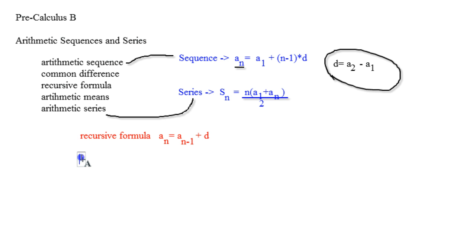To come up with the explicit formula, that would be a sub n equals, let's do, common difference times a sub 1 plus the 0th term. Now, the 0th term is actually the term that comes right before the first term. As long as you work with that, you should be totally fine.